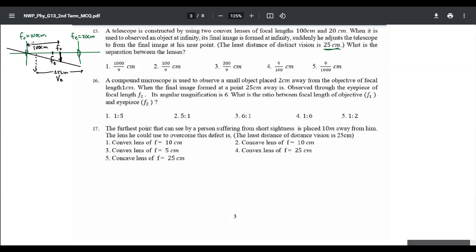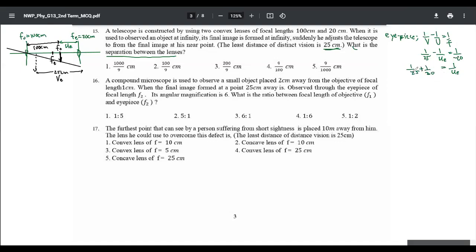Then we are supposed to find out what is the separation between the lenses. For that, we need to find out 100 plus this distance, that is UE. So we need to find out UE. For that, what will you do? Very easy. Carefully, formula 1 over V minus 1 over U equal to 1 over F. Now 1 over V is 1 over 25 minus 1 over UE, we don't know, equal to 1 over minus 20, because in telescopes we use convex lenses, sign convention is minus. 1 over UE is equal to 1 over 25 plus 1 over 20.